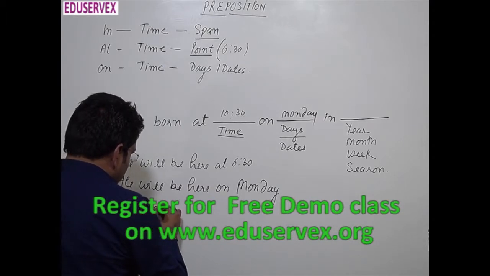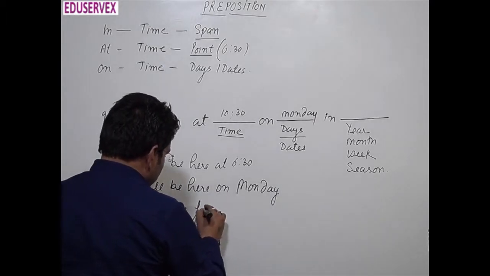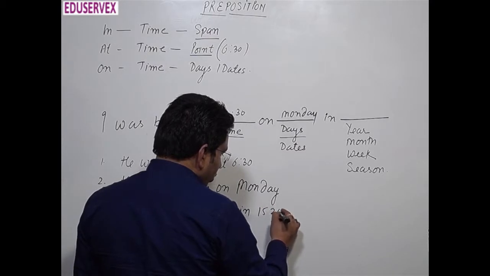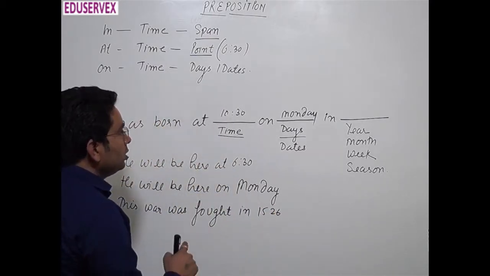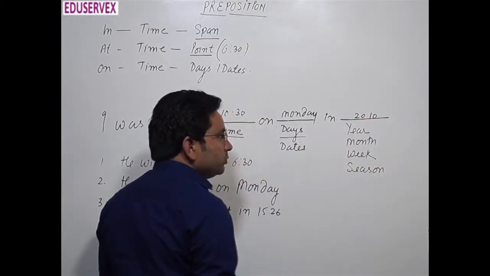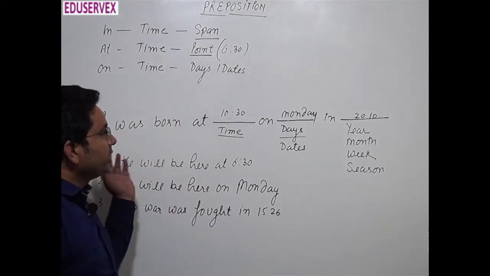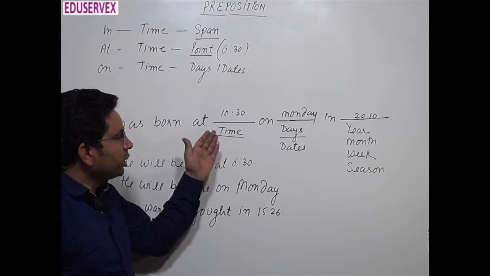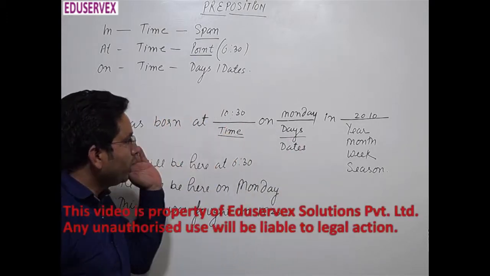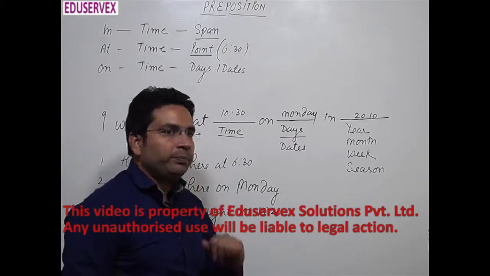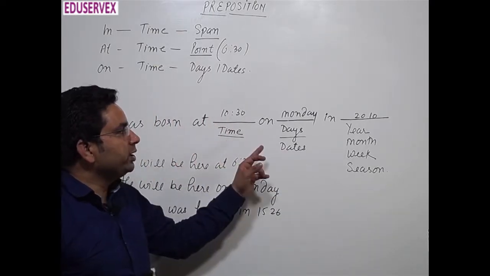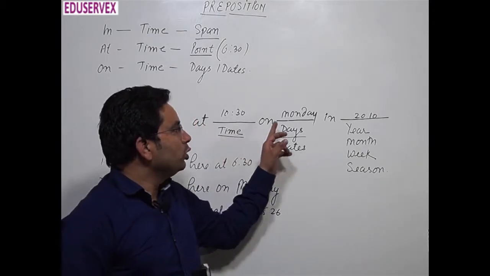And third one, this war was fought in 1526. So in is before this one. So at 10:30 on Monday in 2010. You can decide like this one. Exactly, we can decide the preposition. You can write your time, your day, and your year, and that's why you will be able to understand when to use at, on, and in. Exactly, you got my point. We can decide with the help of this idea where to use at, where to use on, where to use in.